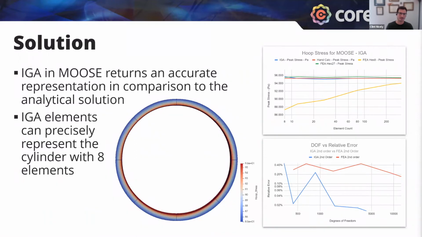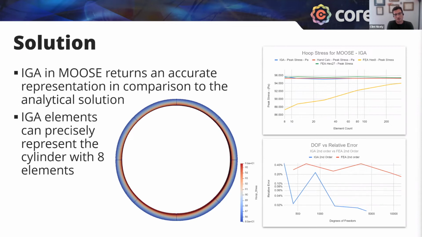If you look at the second plot that we have here, we have this convergence expressed in a different way. Now, isogeometric analysis uses fewer degrees of freedom than a typical finite element would for an equivalent element count.